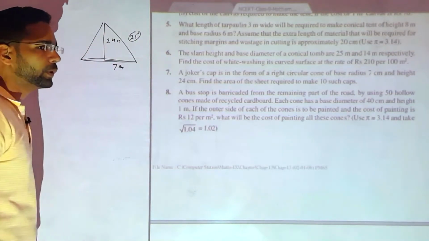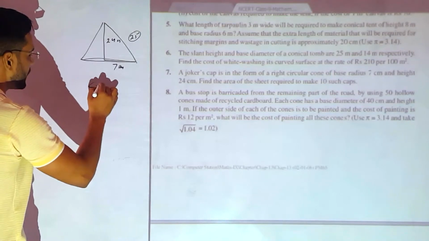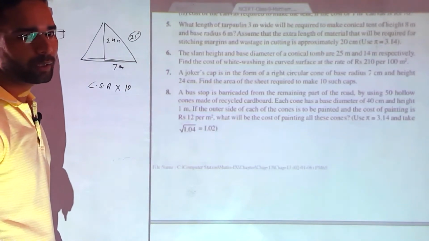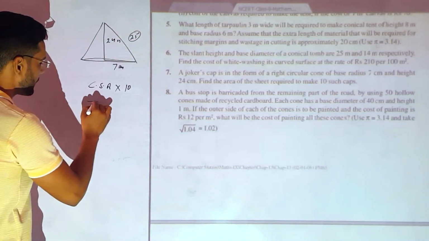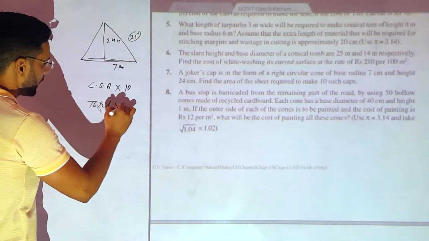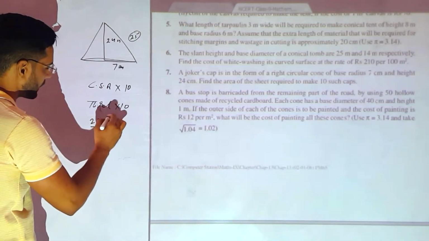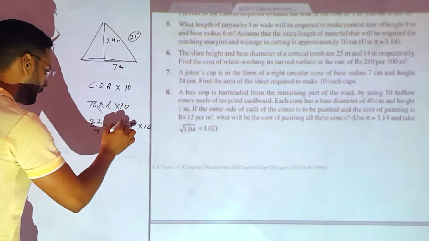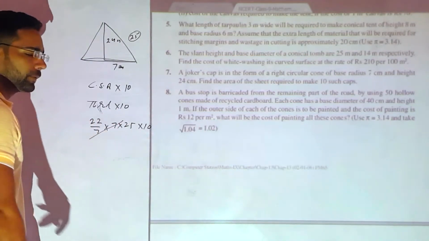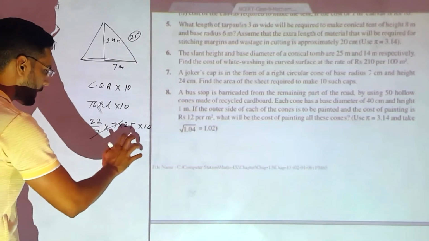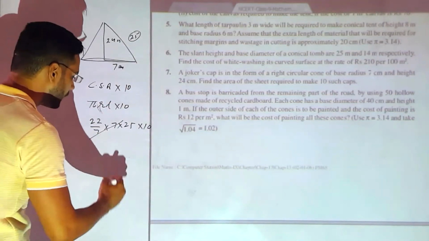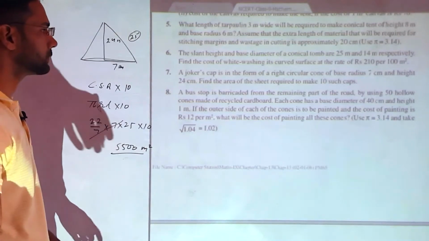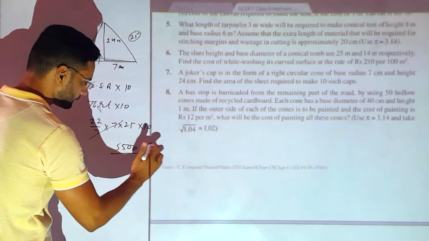The required sheet will be open from the bottom, so we need CSA into 10, because the quantity of the caps is 10. CSA means pi R L into 10. Pi is equal to 22/7, R is equal to 7, L is equal to 25, and 10 is the quantity. Cancel out. 25 double is 50, 500 into 11 is 5500. Answer: 5500 square centimeter.